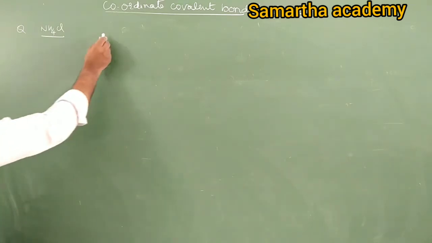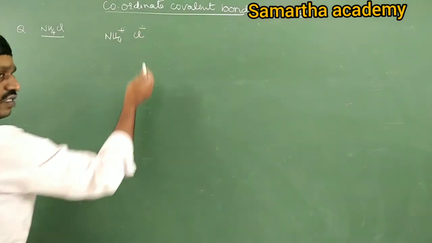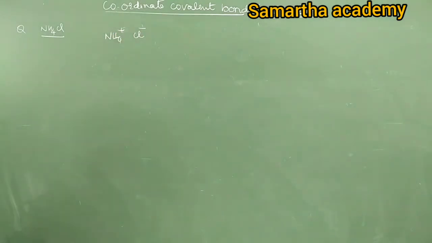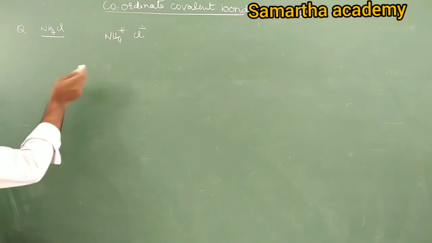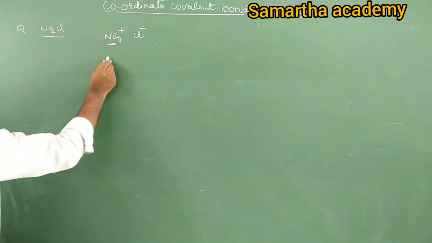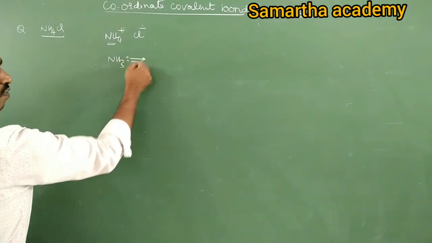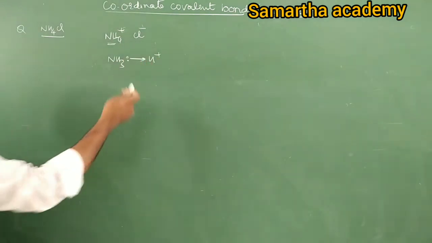There is an ionic bond because ammonium is a cation and Cl is an anion. Ionic bond will be there. Next, the ammonium ion: just now I have studied how ammonium is formed. The ammonium ion is formed by donation of a pair of electrons from ammonia to H plus. It is a dative bond.